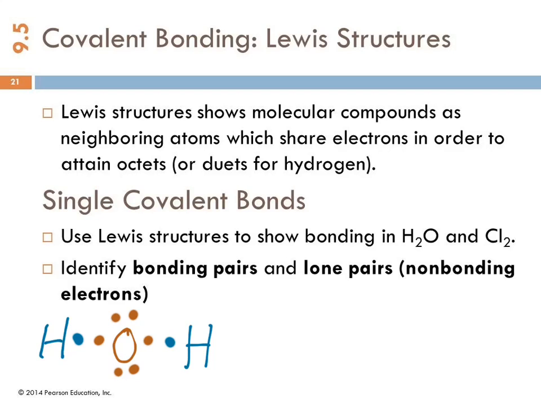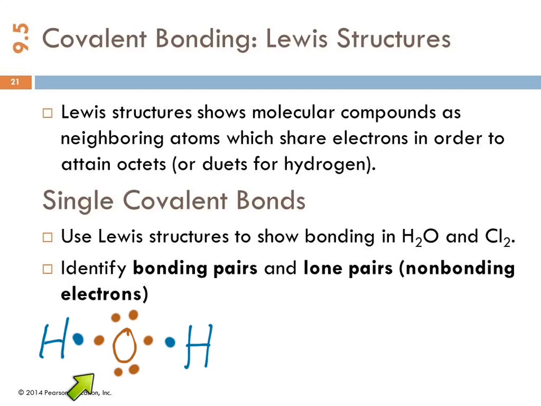Okay, so here's oxygen. Oxygen has 6 valence electrons. Is oxygen happy? No. Oxygen wants 8. Is hydrogen happy? No. How many valence electrons does hydrogen want? 2. He just wants to be like that littlest noble gas, helium.